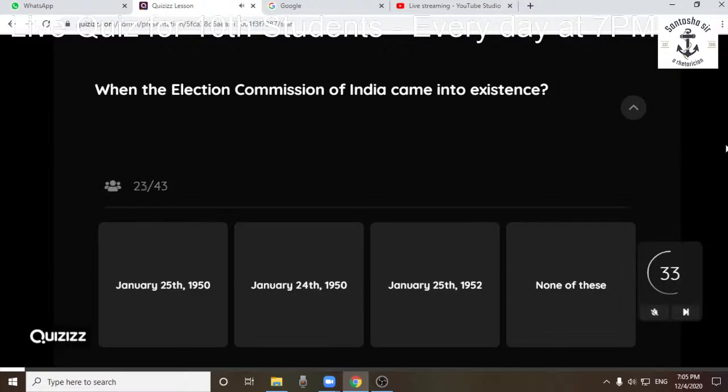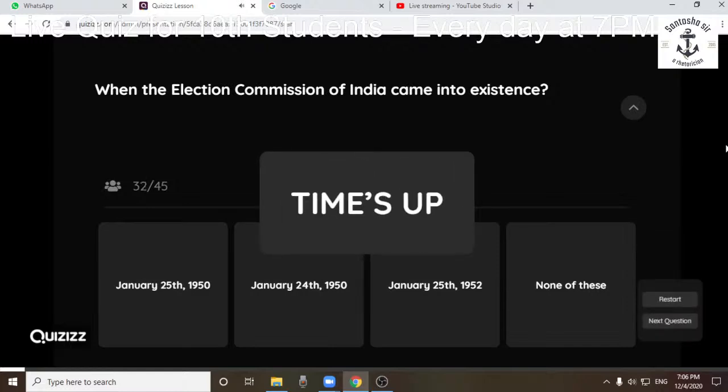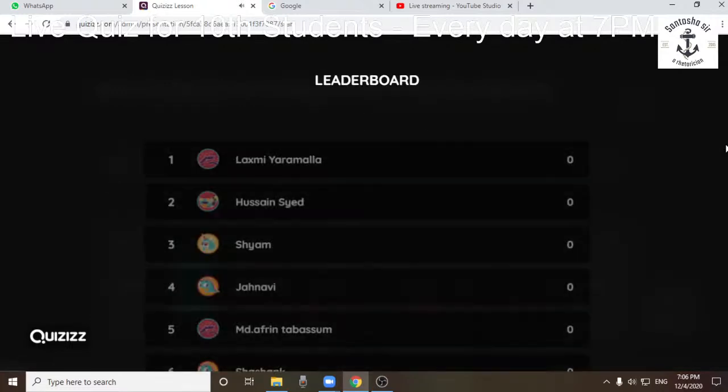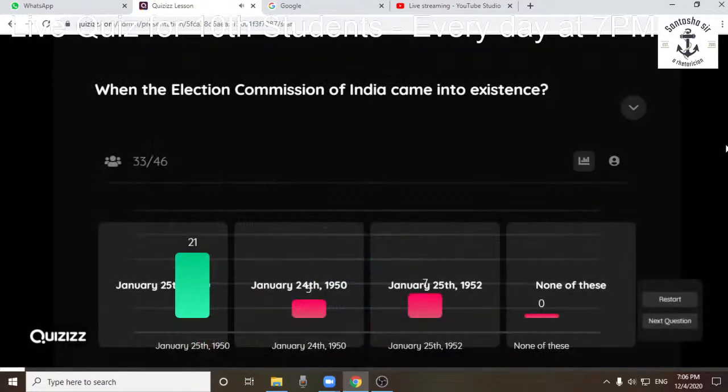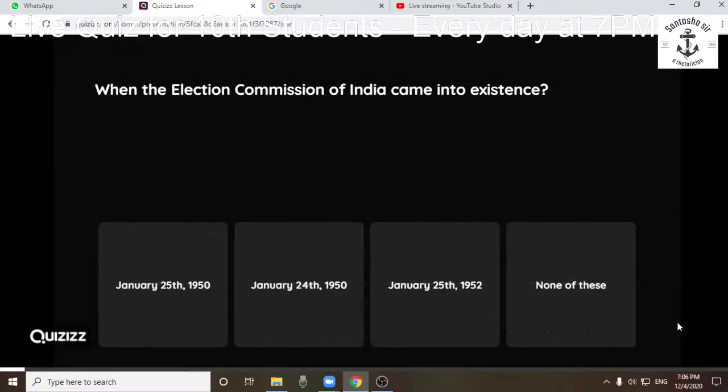You have 30 seconds more to answer this question, and already 26 members answered out of 43. Last 10 seconds. Okay, time's up. 31 members answered out of 45. 32 answered. Let's check the leaderboard scores. Jahnavi on the top, followed by Anirudh, Lakshmi, Bashita. 21 members answered it right. Very good. Moving on to the next question.